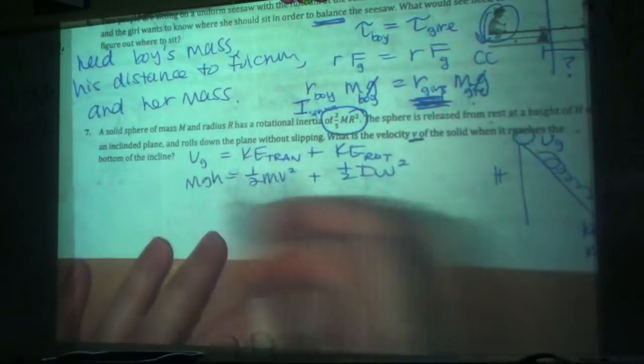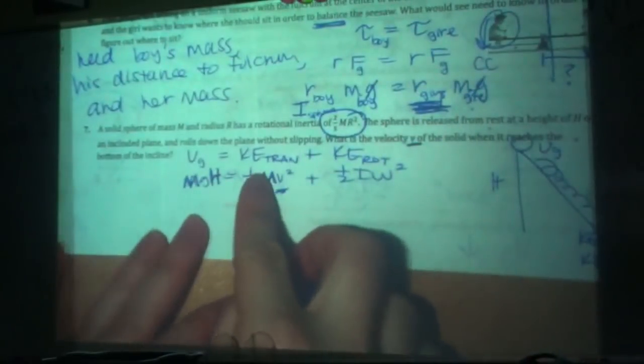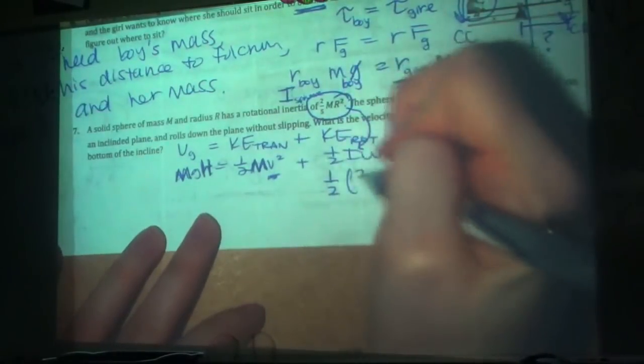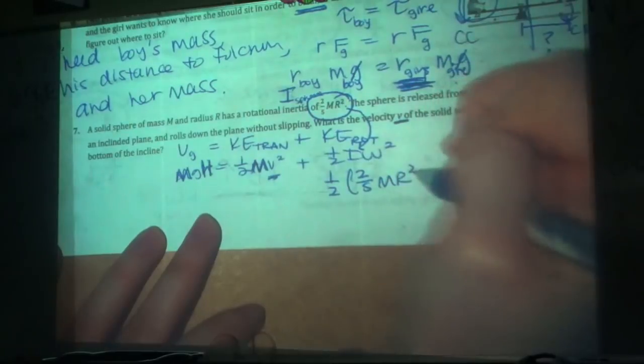Now, we are looking for this. H was a given, mass was a given, so I'll replace these with the capital M's. And then I can just substitute this in, so let me rewrite this. I is just the 2/5 mr squared. And then carry everything down.